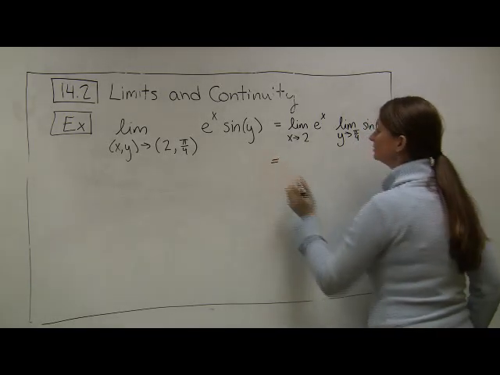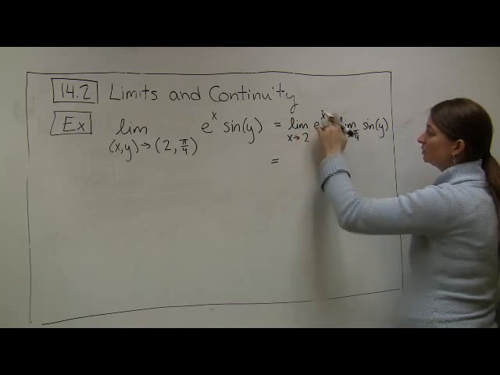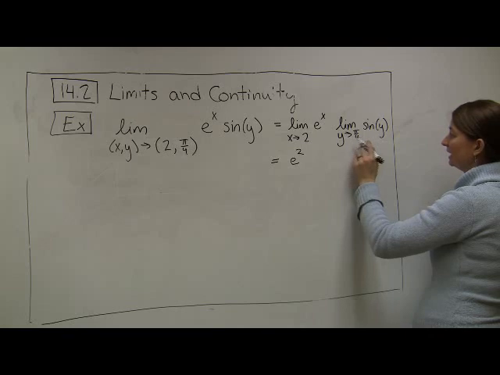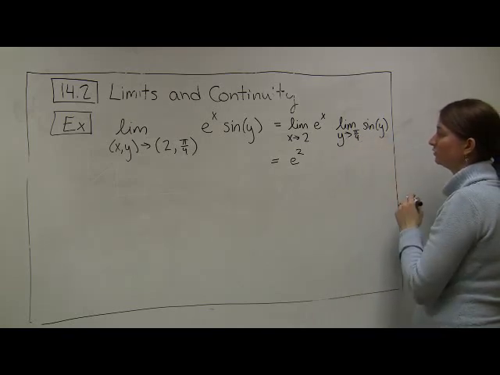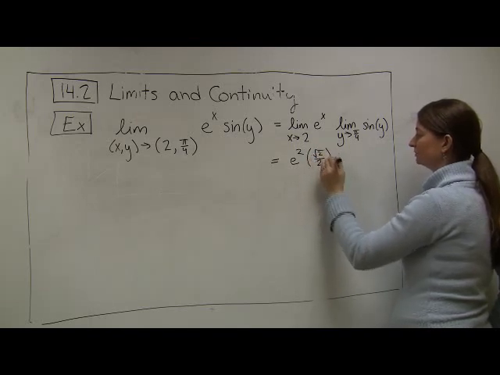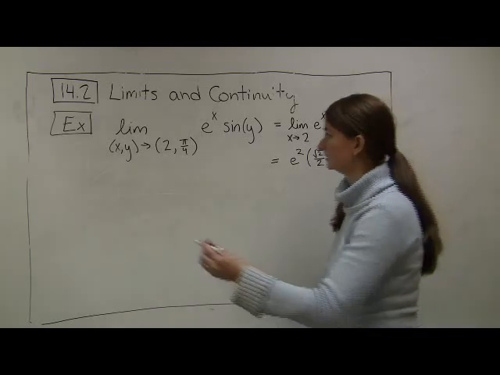Either way, by direct substitution, I see that the limit as x approaches 2 of e to the x is going to be e squared, and the limit as y approaches pi over 4 of sine of y is going to be the sine of pi over 4, which is square root 2 over 2. This is just direct substitution. Nothing surprising took place here.